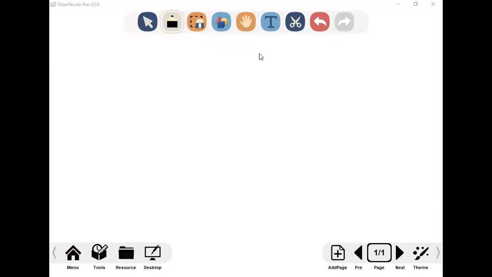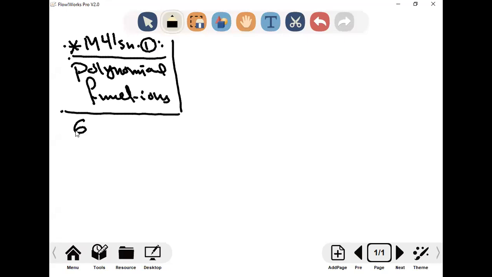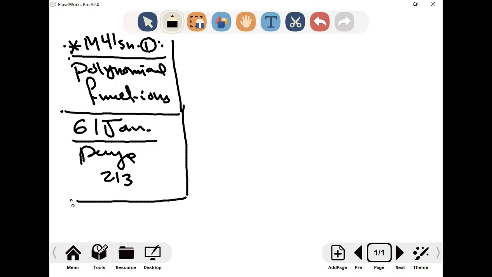Okay, yesterday we started with polynomial functions. It continues. Now we are in module 4, lesson 1, polynomial functions. Today is 6th January and we are on page 230. Now yesterday we took something we call a power function.